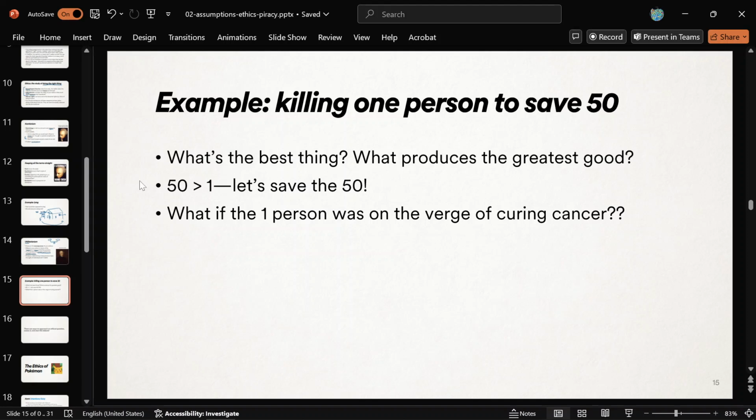Okay? But you can imagine, there are plenty of reasons why that might not be the right way to go. Maybe the 50 people weren't part of your family, but the one person was, right? You would weigh them more heavily in your mind. I know I would. So there's that.